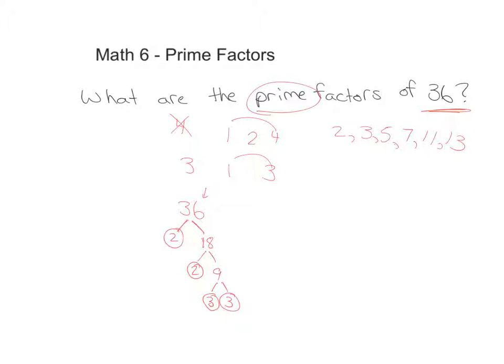This is what I want you to notice. The prime factors of 36 are 2, so that's where I got the first one, another 2, a 3, and another 3. So you can see the prime factors of 36 are 2 times 2 times 3 times 3. And if you punch this into your calculator, 2 times 2 times 3 times 3, that should equal 36. And if it does, you know you got it right.